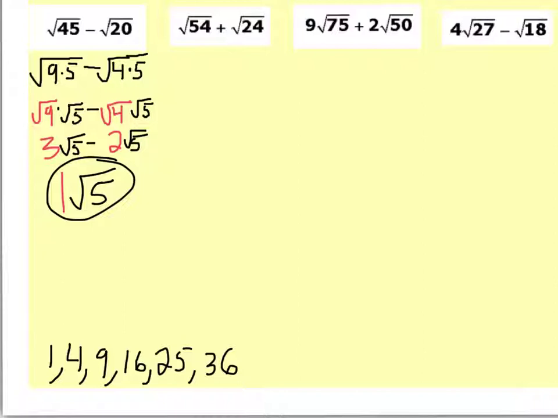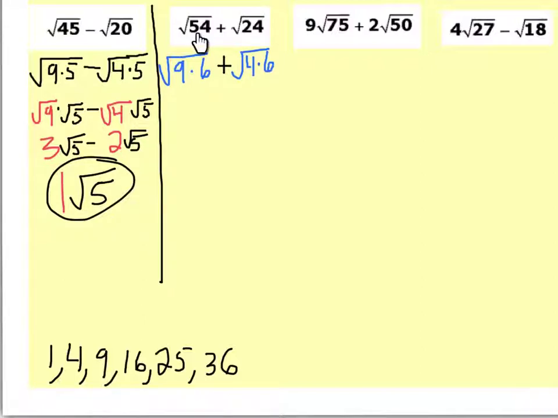Which of these numbers can divide 54? And then which of these numbers can divide 24? Do that now. Hit pause and see if you can try and simplify. Okay, 9 can divide 54, 9 times 6, and 4 can divide 24, 4 times 6.